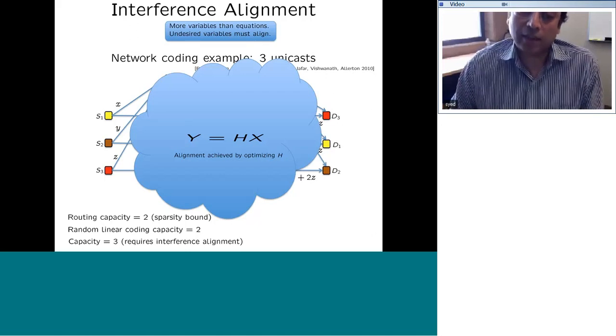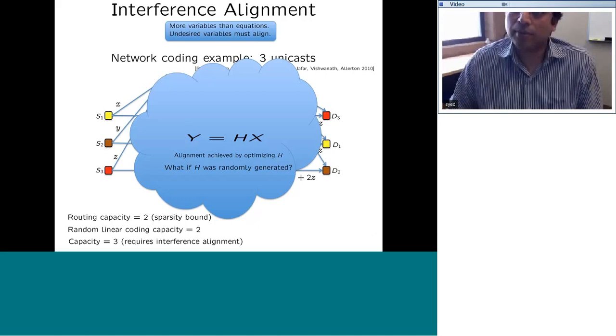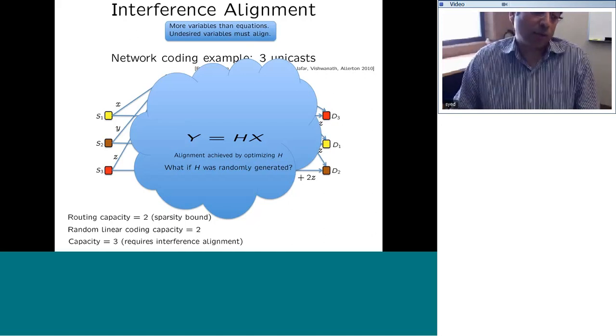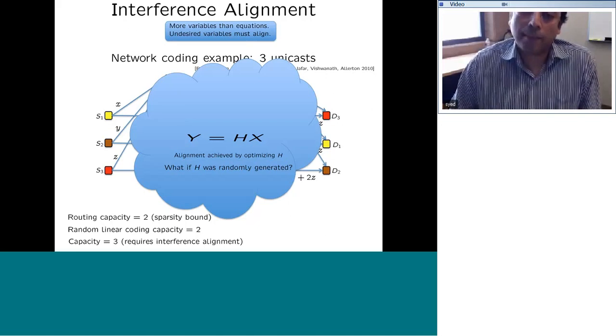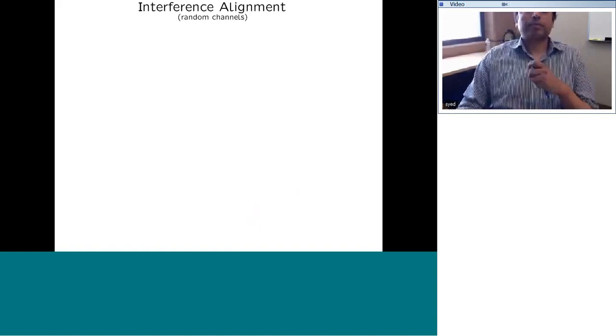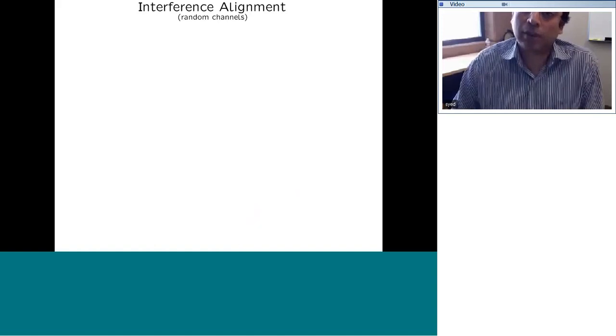But in many settings, for example, if we were using random linear coding, or if these channels were generated by nature, for example, in a wireless network, then you would have no control over H. So the question here is, what if H was randomly generated? Could you still achieve the same interference alignment advantages? So in this example, we will look at random channels.